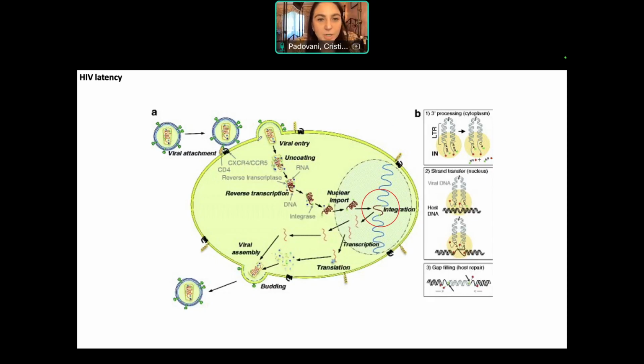Here it attaches, it enters, it uncoats. Here's HIV's RNA, and then it's going to get reverse transcribed to DNA, and then the DNA itself is going to go and integrate into your own. So this is a CD4 positive T cell. This can also be a macrophage.